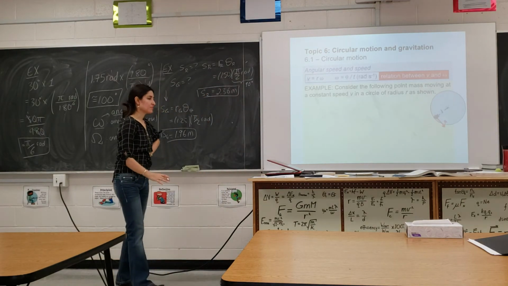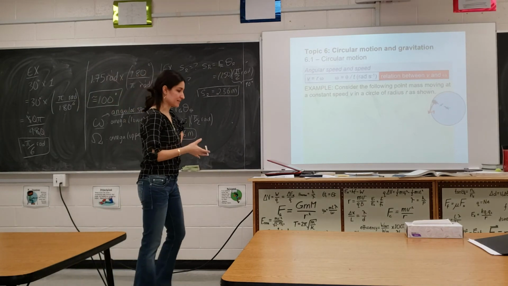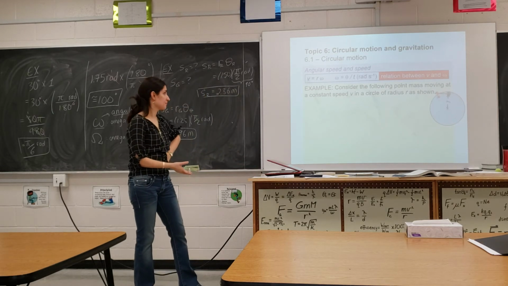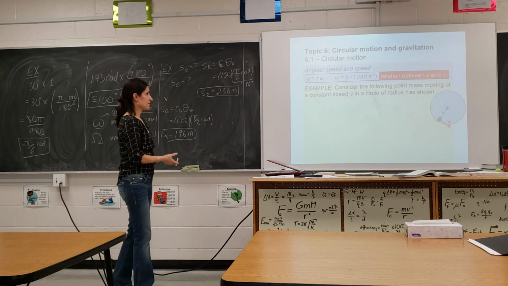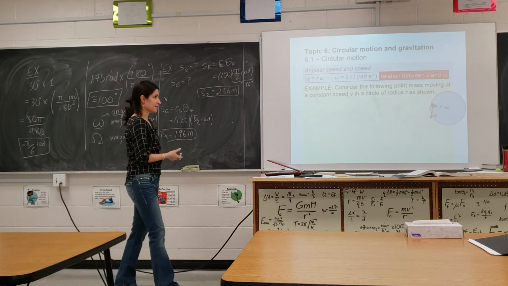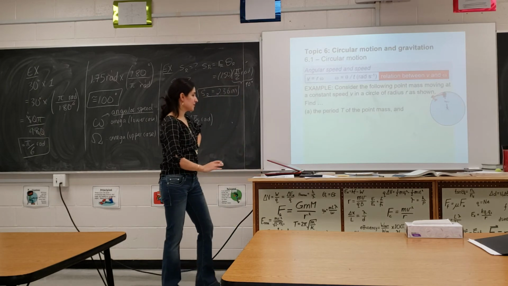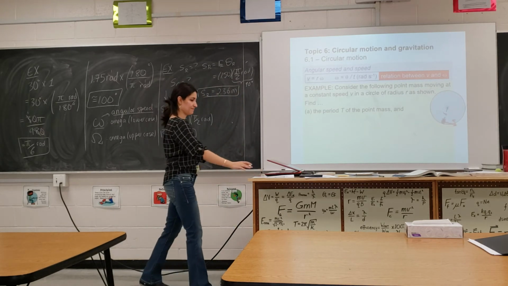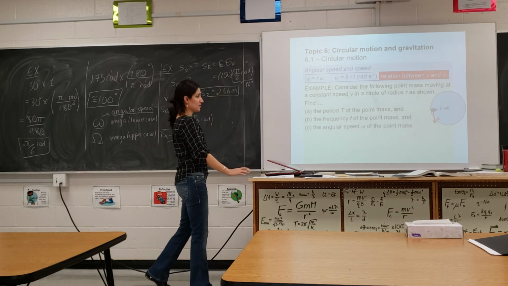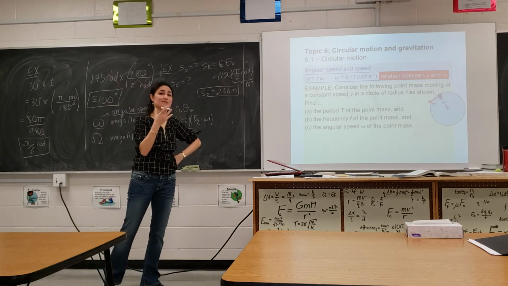Now you do not have this slide in your sheets, so just follow along. Like I said, when I post these slides, you'll have the copy, plus you have the copy here. Consider the following point mass moving at a constant speed v in a circle of radius r as shown. We have to find the period T of the point mass, the frequency f of the point mass, and the angular speed omega of the point mass. Now, based on that animation, we don't have enough information.